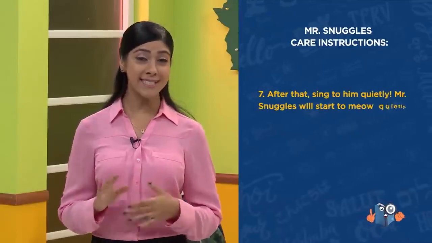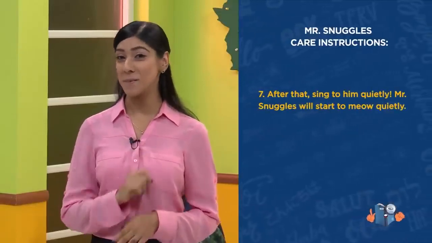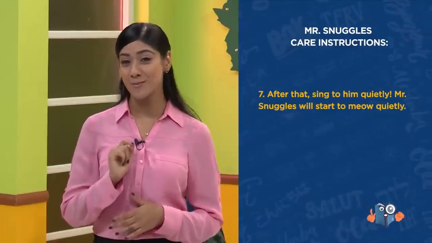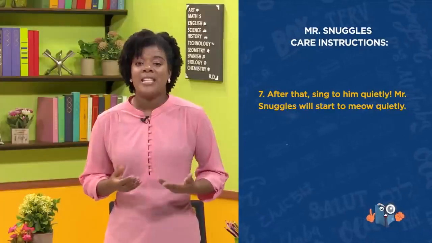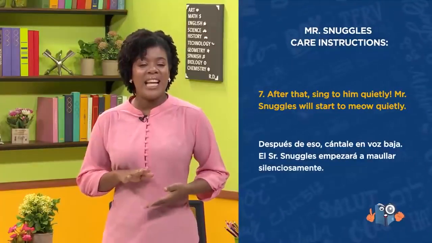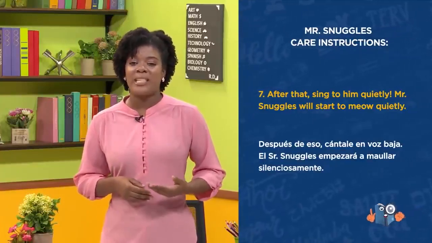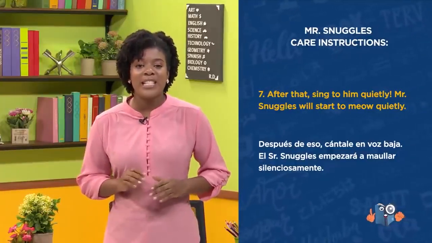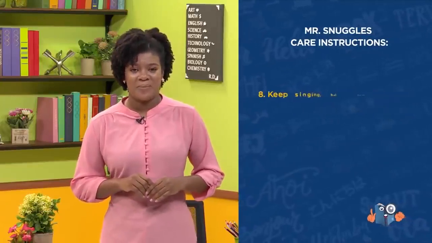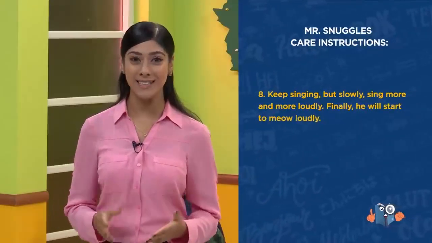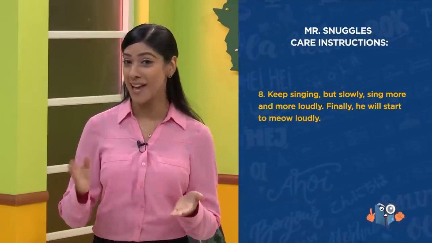After that, sing to him quietly. Mr. Snuggles will start to meow quietly. Después de eso, cántale en voz baja. El señor Snuggles empezará a maullar silenciosamente. Keep singing, but slowly. Sing more and more loudly.